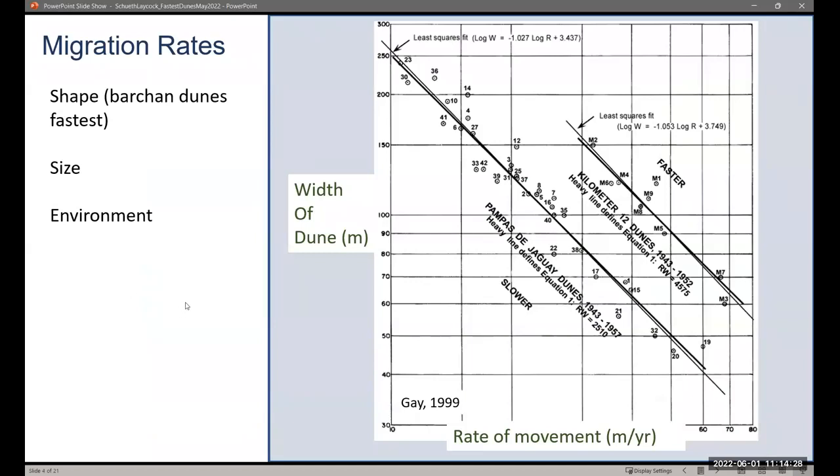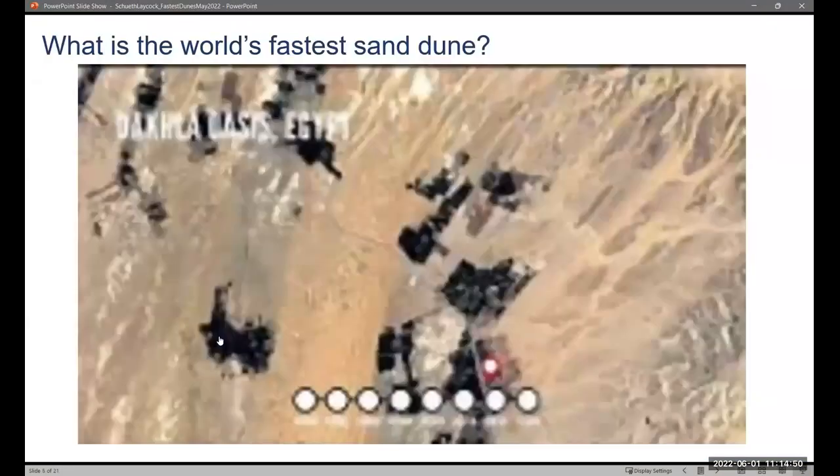Previous work has shown a lot of things, such as the shape, size, and environment, all affect dune migration rates. This image here from Gay 1999 showed that the fastest dunes, which, as the axes are inverted, so the fastest and smallest dunes are down here, but generally there's an increase in speed related to a decrease in overall dune size from the width of the dune.